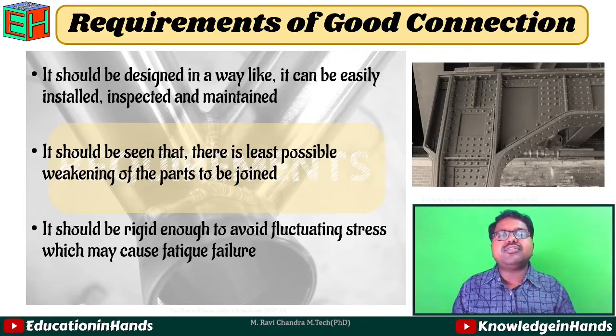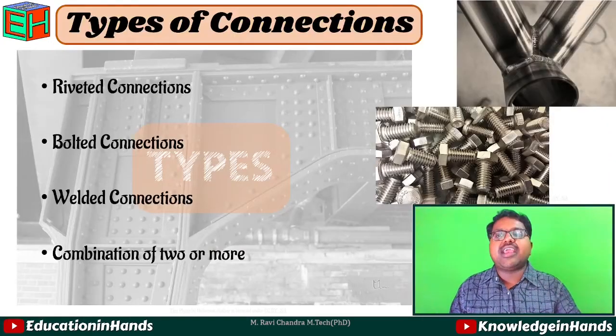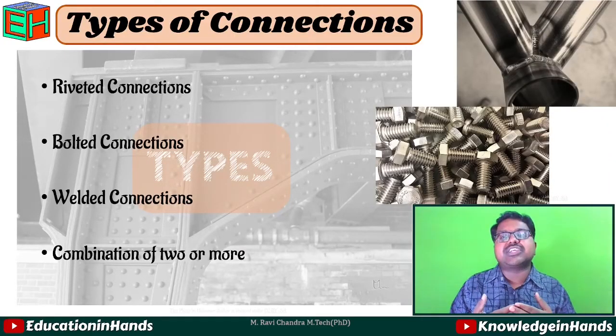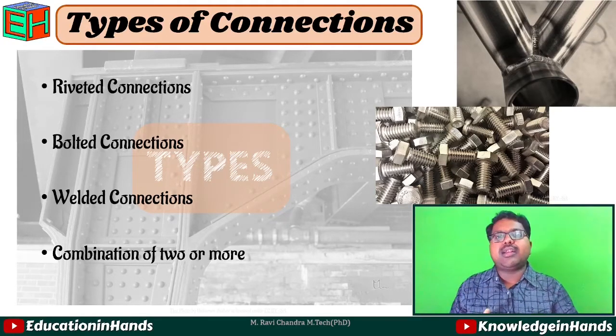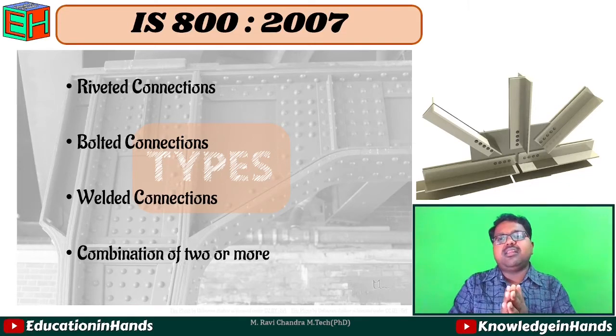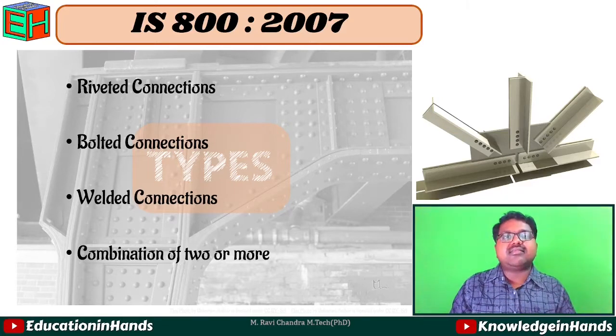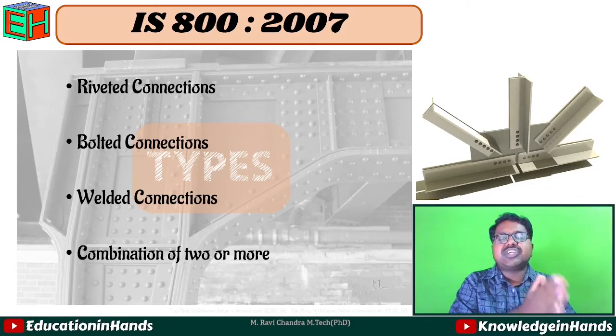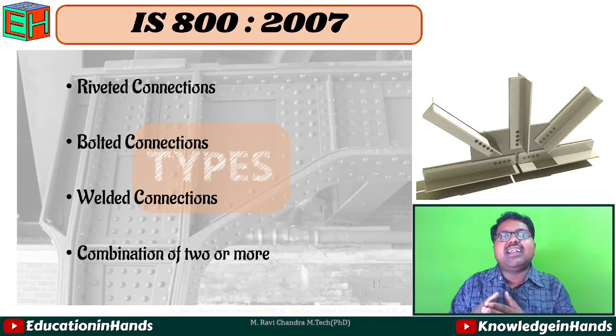We use different types of connections like riveted connections, bolted connections, and welded connections, as well as combinations of these three connections. But in our Indian context, in IS 800 2007, riveted connections have been completely eliminated from the design, whereas some basic introduction is given in the code book. Then the design for bolted and welded connections is discussed in section 10 of IS 800 2007.